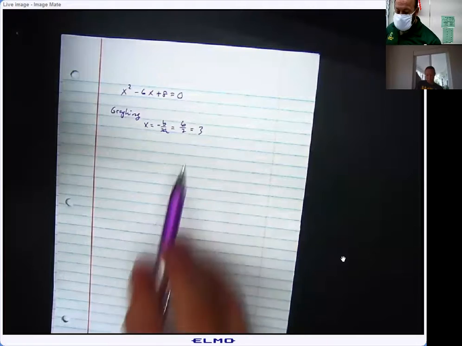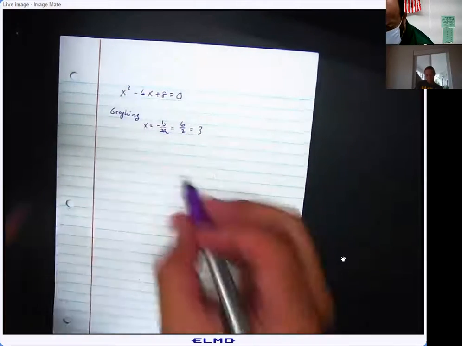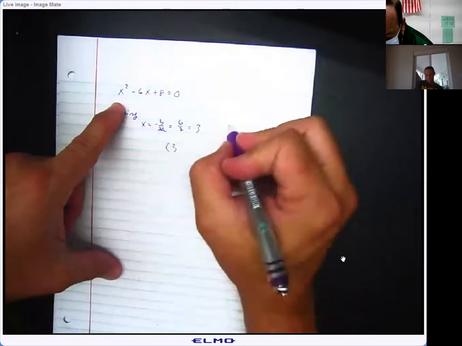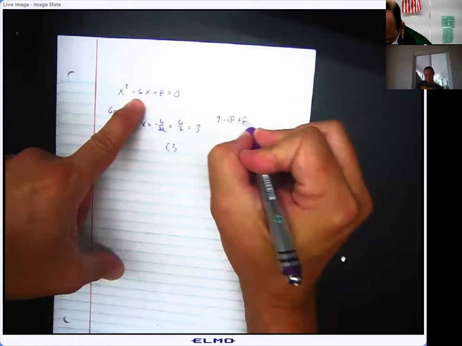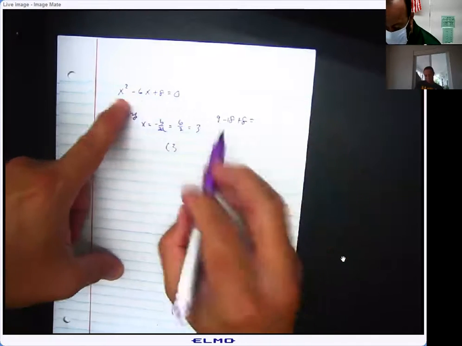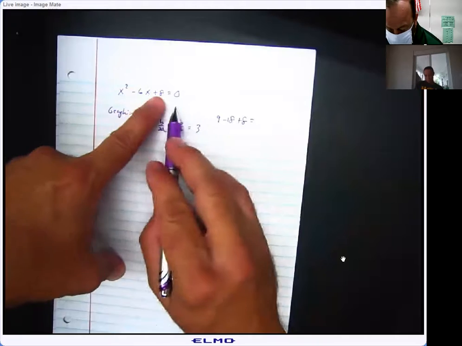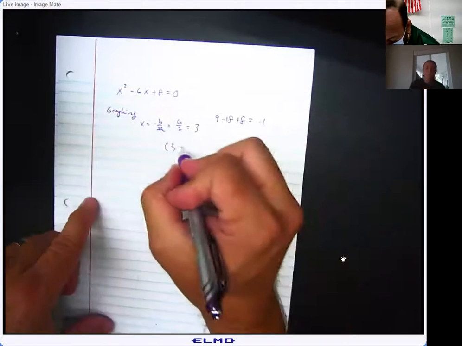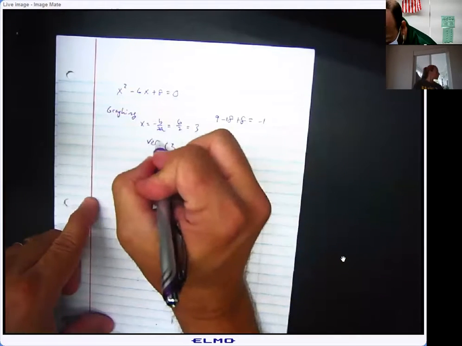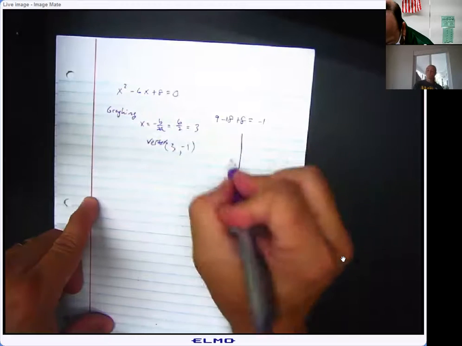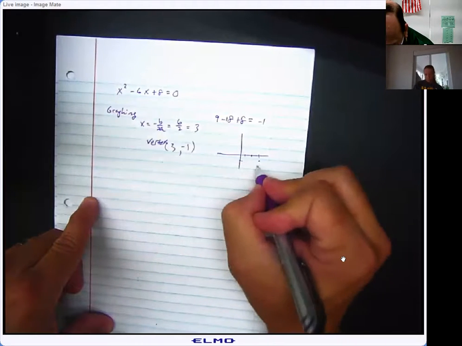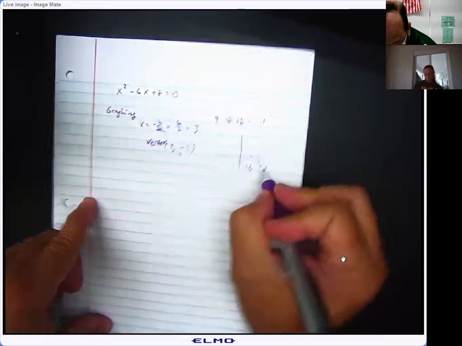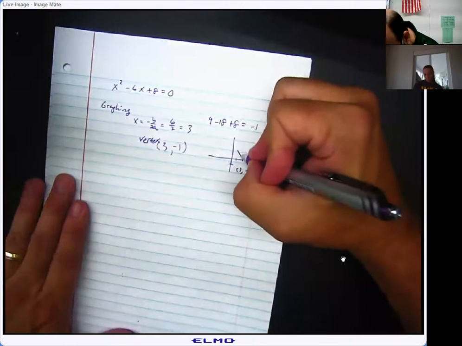So if we were to plug in the number 3 into the original problem, what do you get? It would look like the following. And when I did all that, I got 3 squared, minus 6 times 3, plus 8. Looks like I got -1. Guys, that's the vertex. So if that's the case, that 3, -1 is the vertex, and it opens up like this.